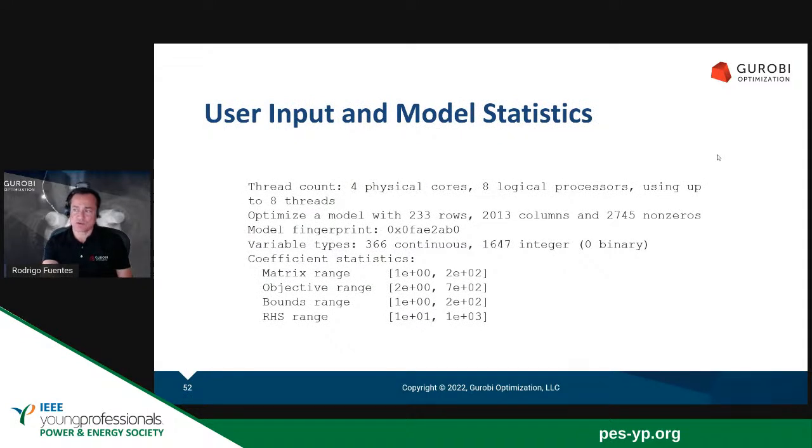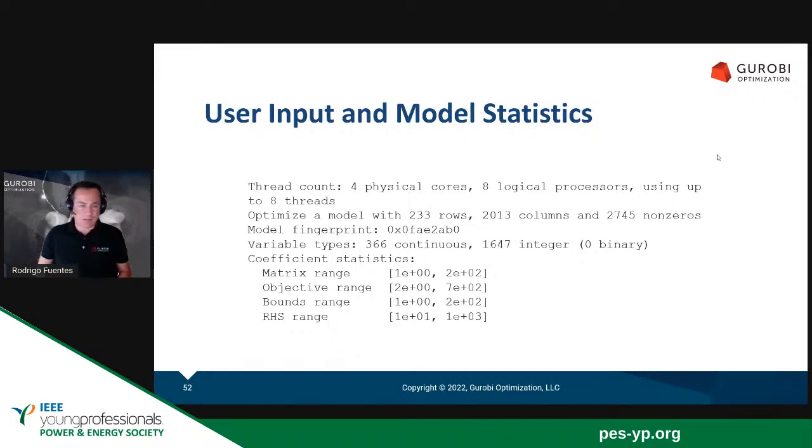When you solve a problem, Gurobi will tell you what the model statistics are: the number of variables that you have, how many are continuous, how many are integer or binary. It will show you some statistics about your model. It will tell you the range of coefficients you have in your model. Matrix range is the range of coefficients in the constraints. The objective range covers the objective function coefficients. The bounds is the range of the bounds on the variables. And the right-hand side is the range of numbers of the right-hand side of the Ax = b constraints. So this gives you a good indication of what your numbers are.